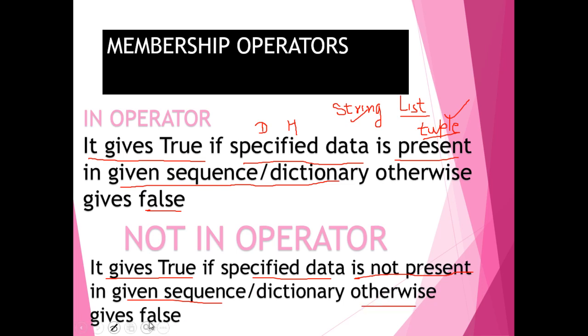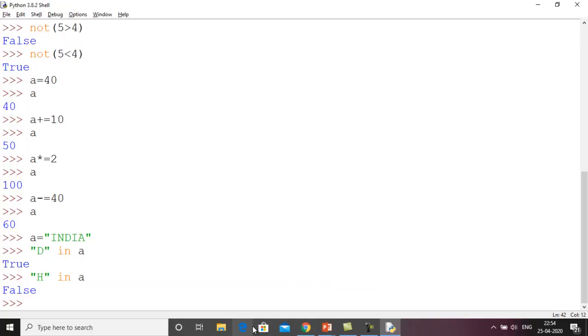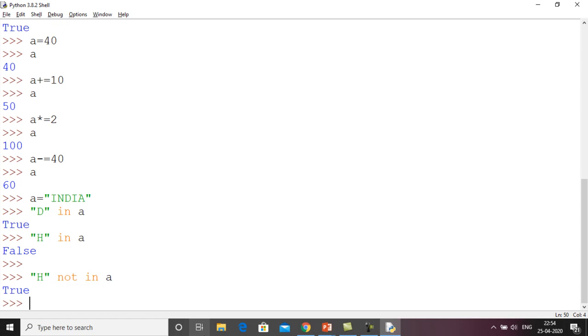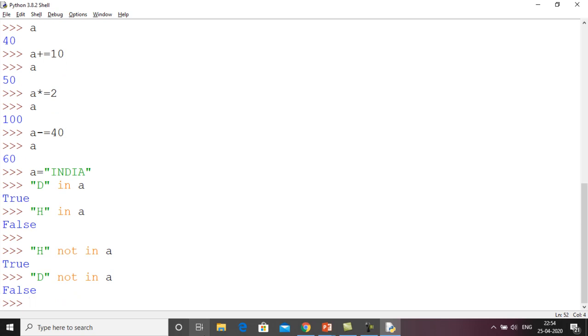Let me show you this case practically also. Suppose I write H not in A. In that case I will get the answer true. Why? Because H does not belong to the A data, that is India. But suppose I write D not in A, then we will get the answer as false. Why? Because D belongs to the word India. So D not in A obviously gives us the false answer, right?